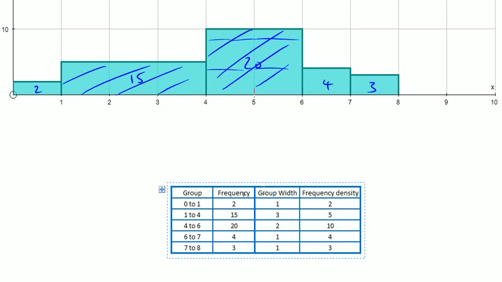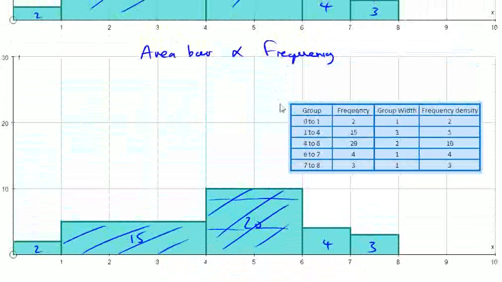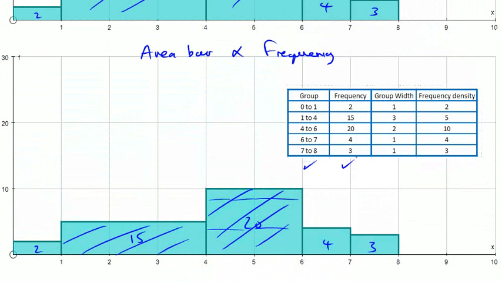Well, for that we need to bring in this table. And if we put the table up there, you'll see the difference that's made. Same as before, exactly the same data we had before, but this time we look at a group width. From 0 to 1, the group width is 1. From 1 to 4, that's 1 to 2, 2 to 3, 3 to 4, the group width is 3. From 4 to 6, the group width is 4 to 5, 5 to 6 is 2. 6 to 7 is still 1, and 7 to 8 is still 1.